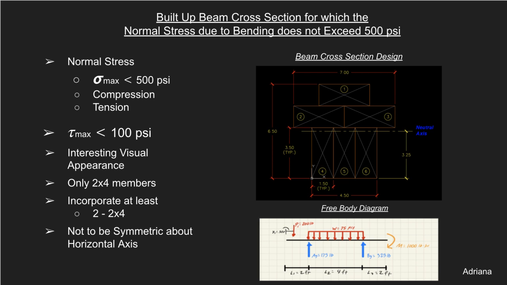To counter this action, the base of the beam will be constructed with 3 2x4s, as you can see by shapes 4, 5, and 6. Shapes 1, 2, and 3 were added to increase the cross-sectional area of the beam so that our Q and I values wouldn't cause our normal stress to exceed the 500 psi limit.